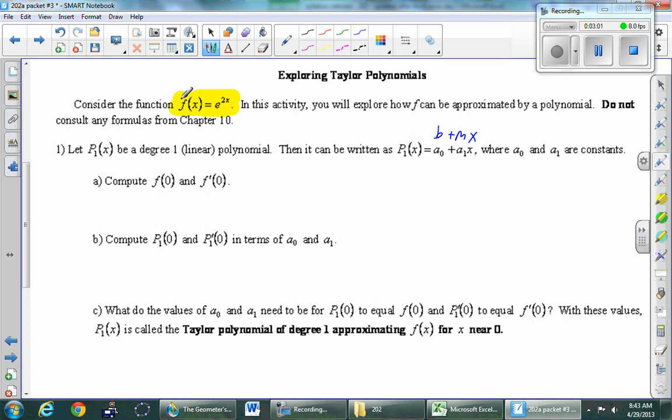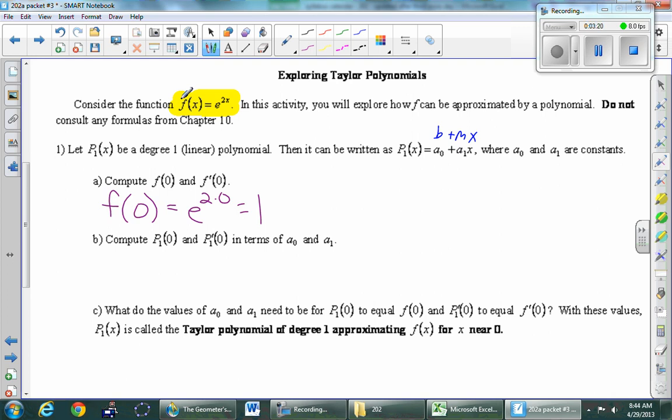Let's go to part A. We're going to compute f of 0 and f prime of 0. Again, f is highlighted here in yellow. So f of 0, e to the 2 times 0, which is 1, right? e to the 0 is 1.